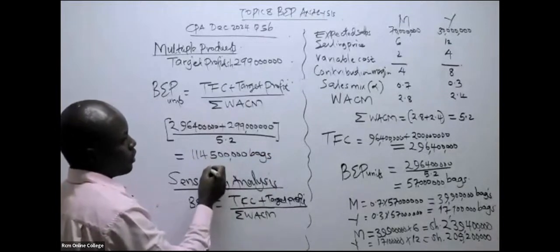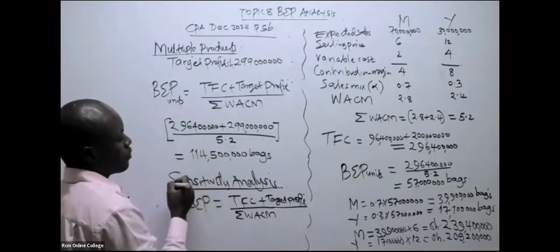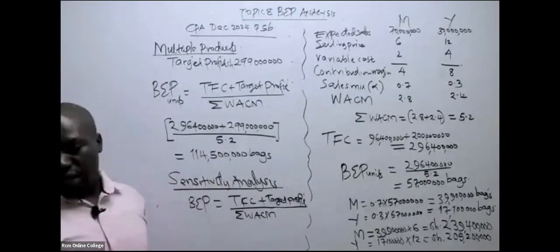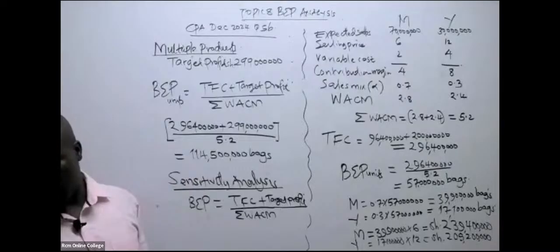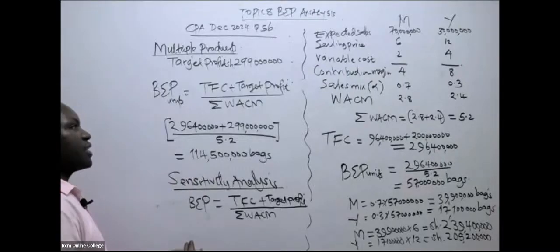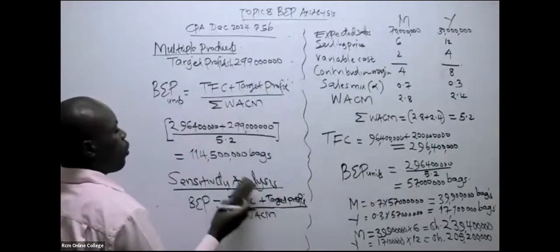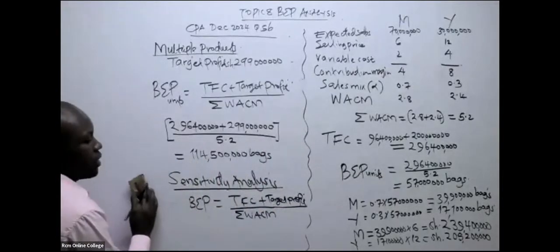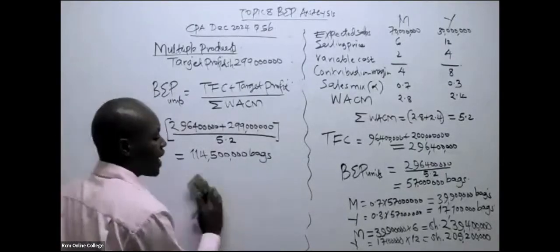Is that clear to somebody? So we're getting 114,500,000 bags. So for you to have this target profit of 299 million, you must sell 114,500,000 bags. But can we now distribute these bags to each product?